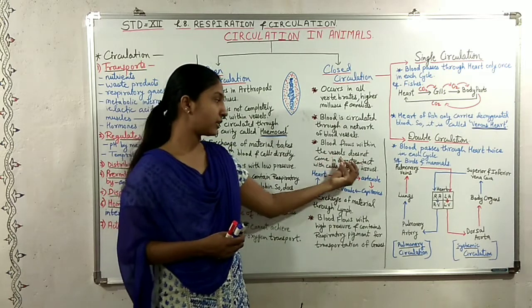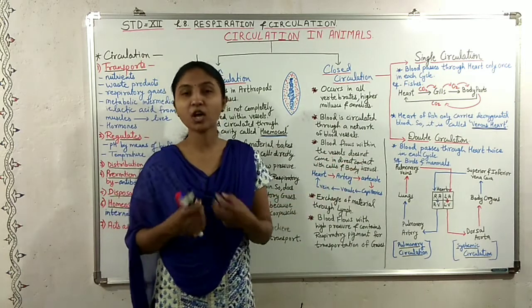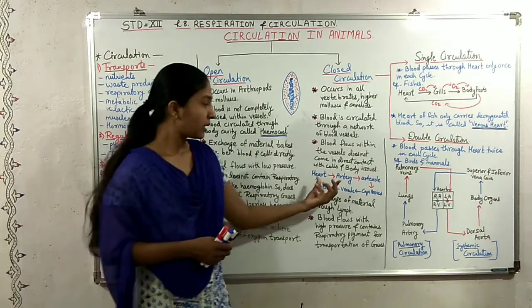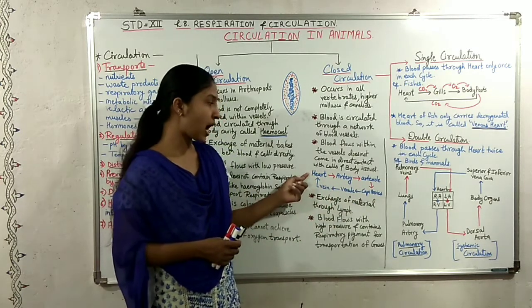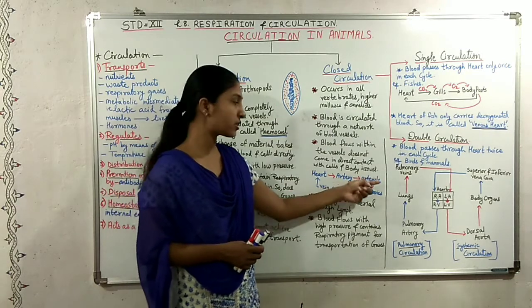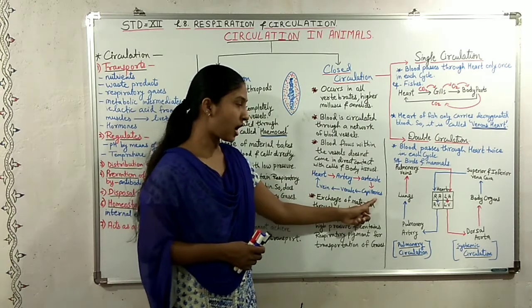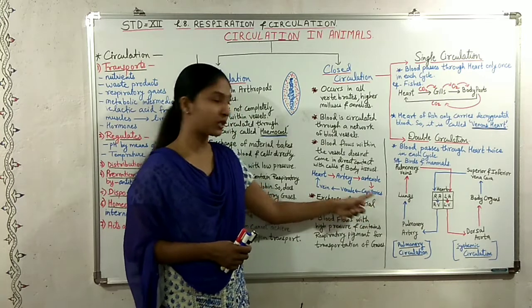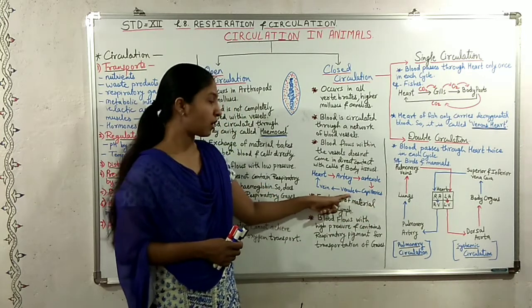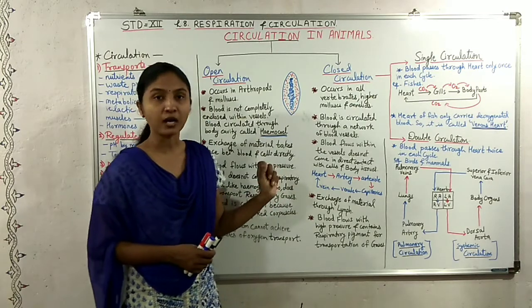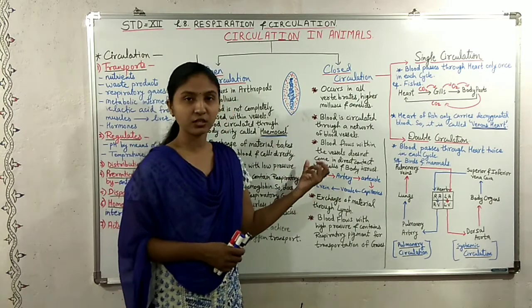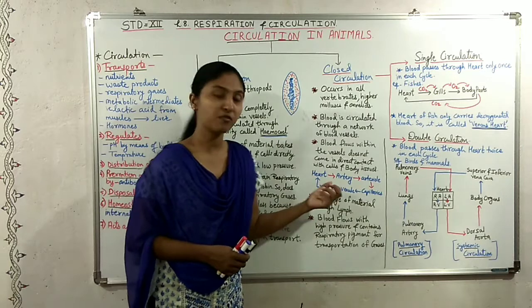The blood and the cells of the body are not in direct contact, and the path of the blood flow is from the heart to the artery, through the artery to the arterioles, from the arterioles to the capillaries, from the capillaries to the venules, from the venules to the veins, and again from the veins to the heart. So this is the path of circulation of blood.